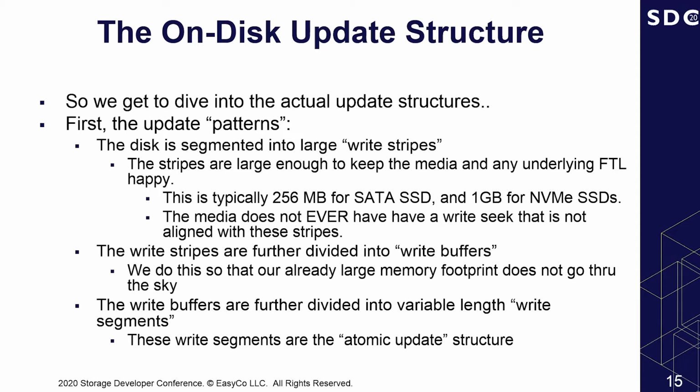This buffer size sets the upper limit of how big an atomic update can be. The smallest structure is the actual atomic update segment. The segment looks like a small journal entry, but it is not a journal. It is the live data.